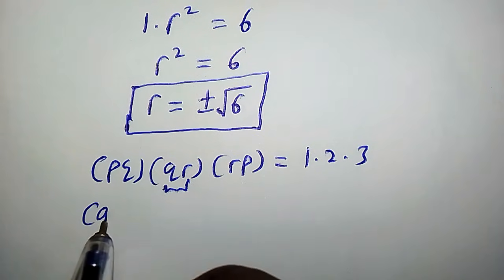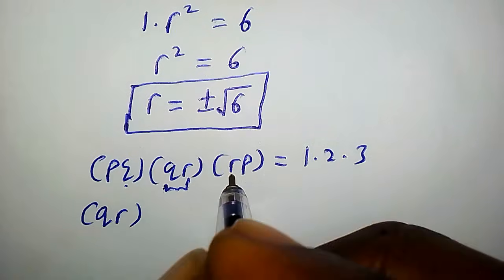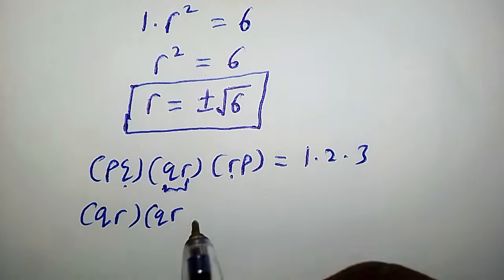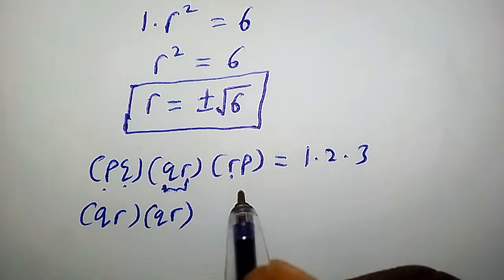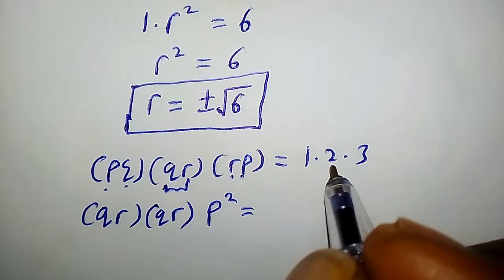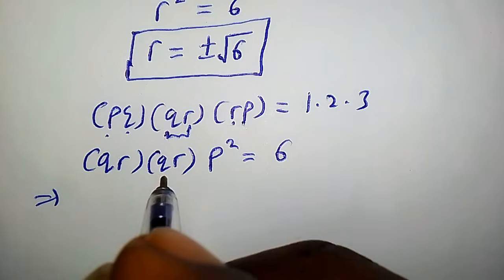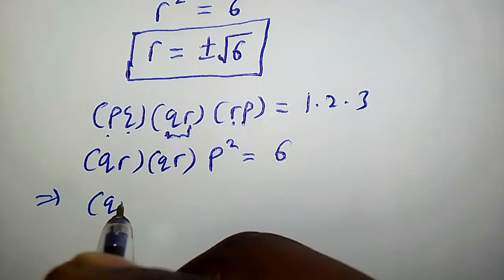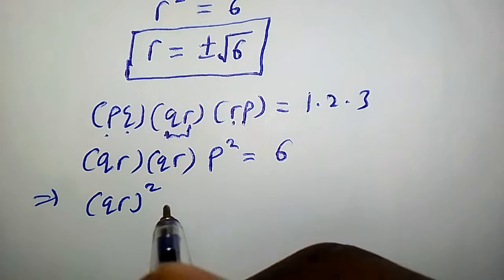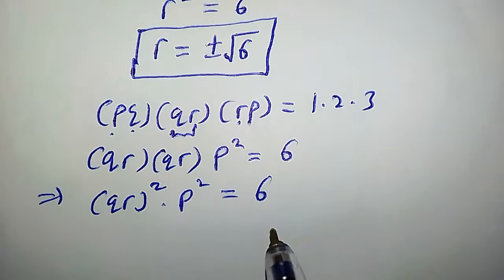The next step now is to fix QR. So we have QR outside. Q times R, that is QR. We are left with P times P, that is simply P squared, equal to 1 times 2 times 3, that is 6. This implies that QR times QR, that is QR all squared, times P squared equal to 6.